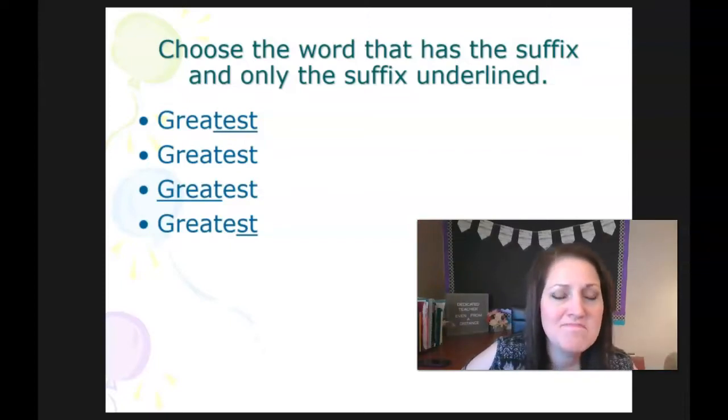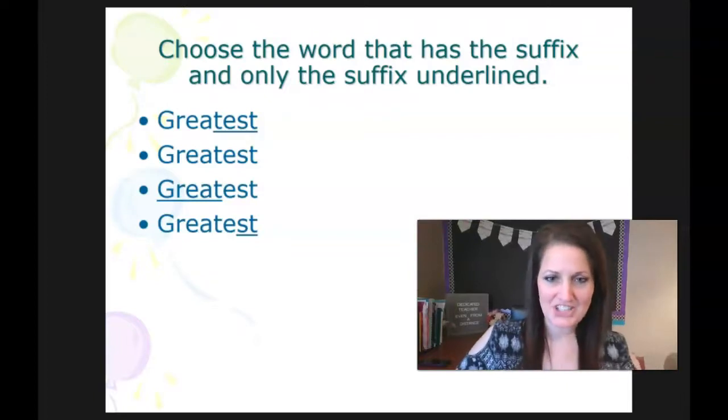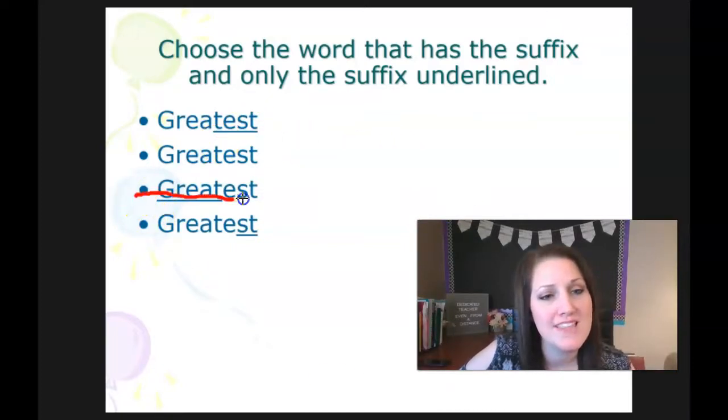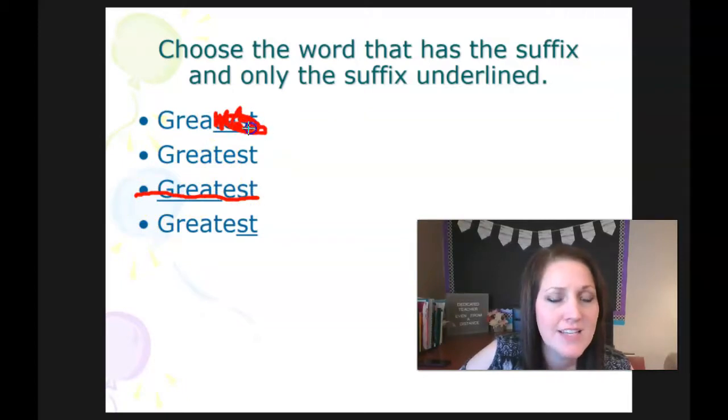Actually, I think there's a mistake on here because none of them are suffixes. And if you're wondering why I say that, look, suffix is at the end, so we know it's not this one. If I take off T-E-S-T, I'm left with "gre." That's not a word. That one doesn't even have anything underlined. And then this one, I'm left with "greaty" or something. I think there was a mistake and they were supposed to do the right answer here.